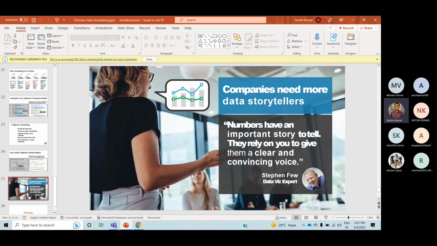It's a famous line by Stephen Few on data storytelling: companies need more data storytellers because numbers have important stories to tell. They rely on you to give them a clear and convincing voice. Because if you know the bigger picture and the data about company performance, you can take action on time. That's why Stephen says companies need more data storytellers.